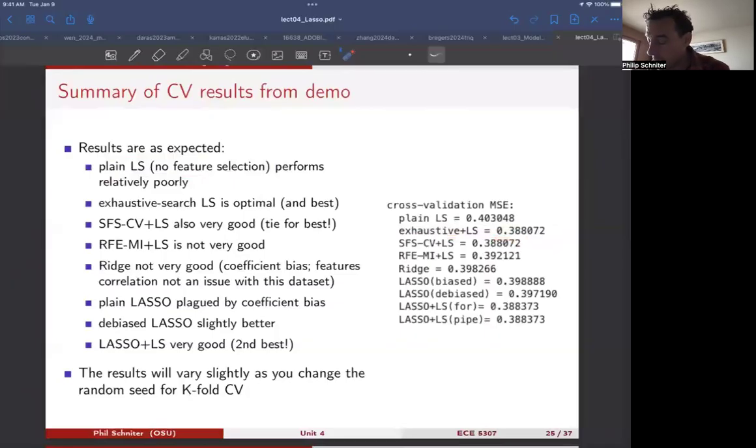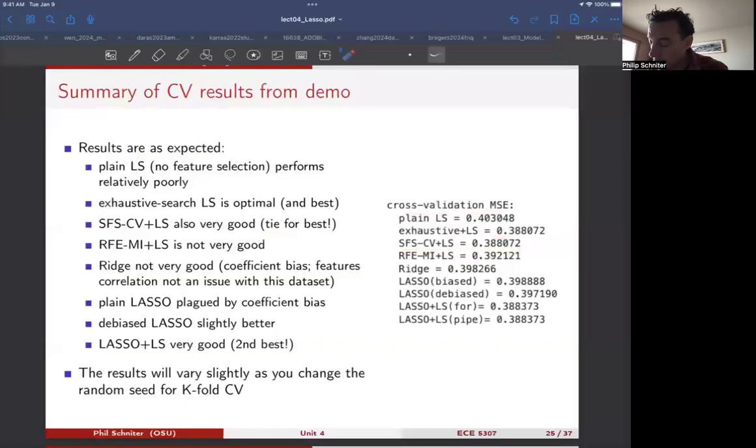Another technique we described was sequential feature selection. This one, even though it's not optimal in general, works pretty well. In fact, it gives us the same performance as the optimal, at least for this experiment, this seed for the cross-validation mean squared error, shuffling, and so on.